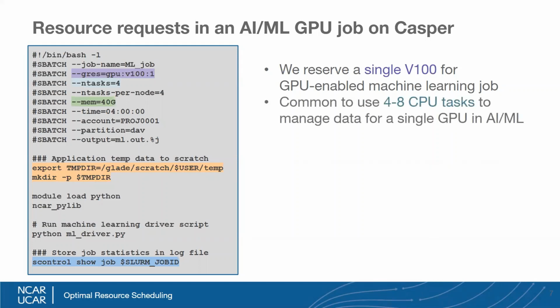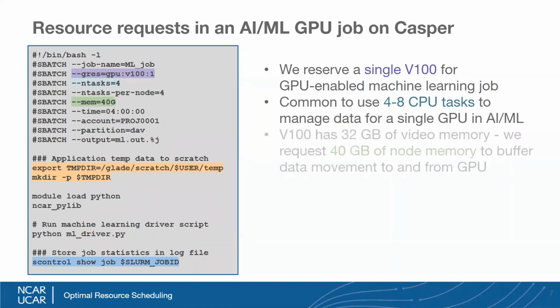Now here we're requesting 4 CPU tasks. I've seen in the literature online that it's pretty common to use 4 to 8 CPU tasks to manage data for a single GPU in a lot of machine learning frameworks. That's certainly worked well for me performance-wise in the machine learning jobs that I've submitted. So here we're requesting 4 tasks to feed data to the GPU work. This is tailorable based on your workflow, but these machine learning GPU nodes are really configured, the hardware is configured, to do intensive large data processing.